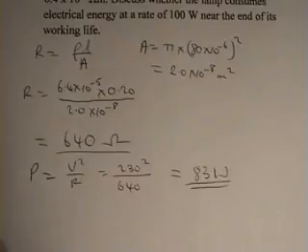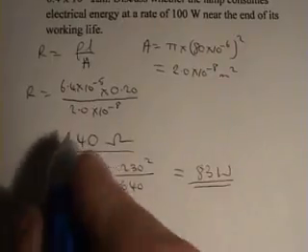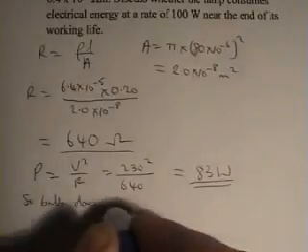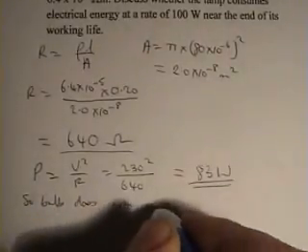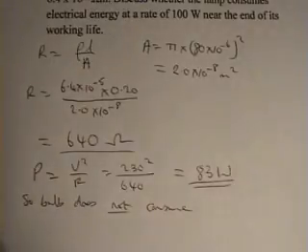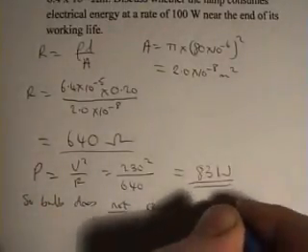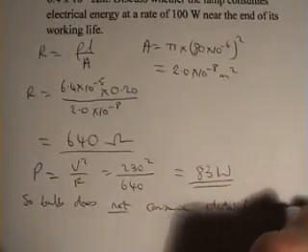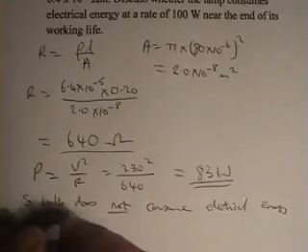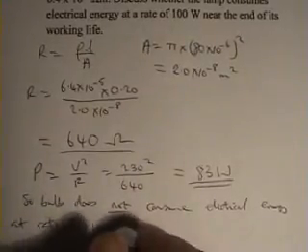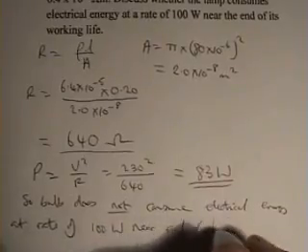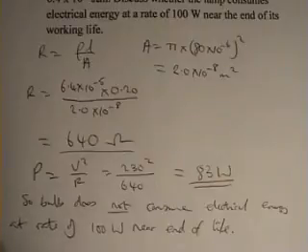Since the question did say discuss, perhaps we ought to actually write our conclusion. So we can write: bulb does not consume electrical energy at rate of 100 watts near end of life. Just to prove that we've really understood what we're trying to do, we've not just done some random calculations.